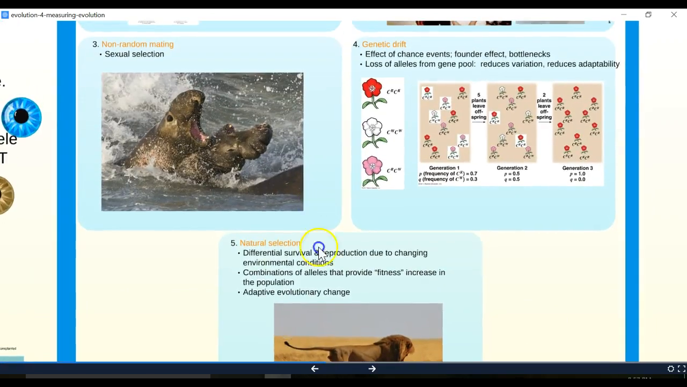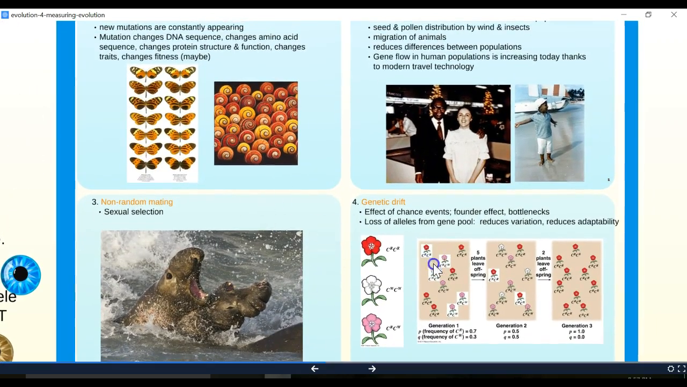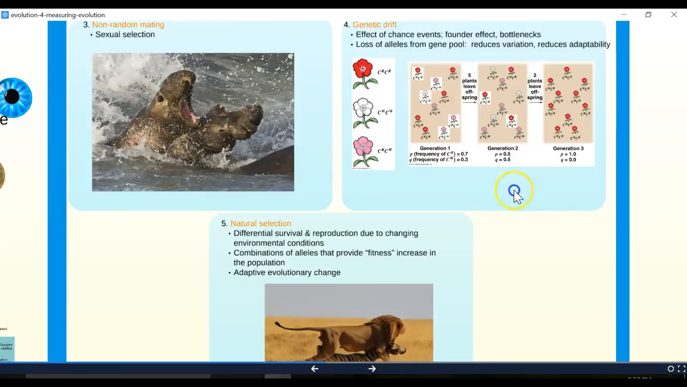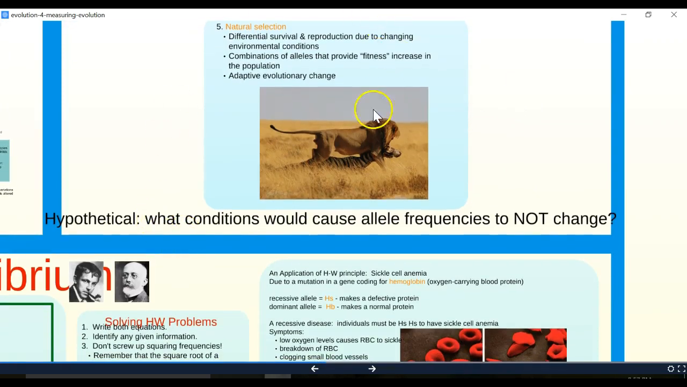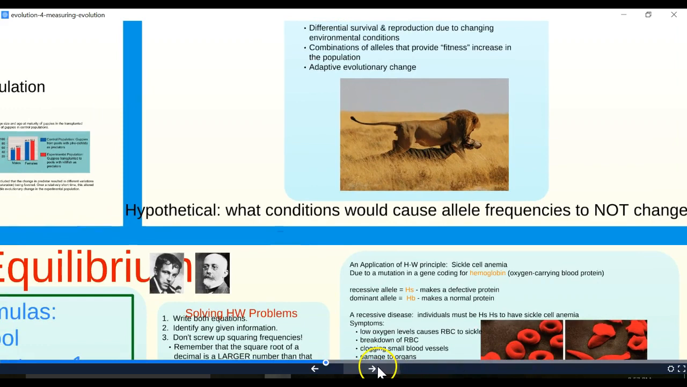So these are all things that can cause evolution, thus changing allelic frequencies over time, like we saw in this example of our flowers, the genetic frequencies changing over time. If those conditions cause allele frequencies to change, then what conditions would cause allele frequencies to stay the same?